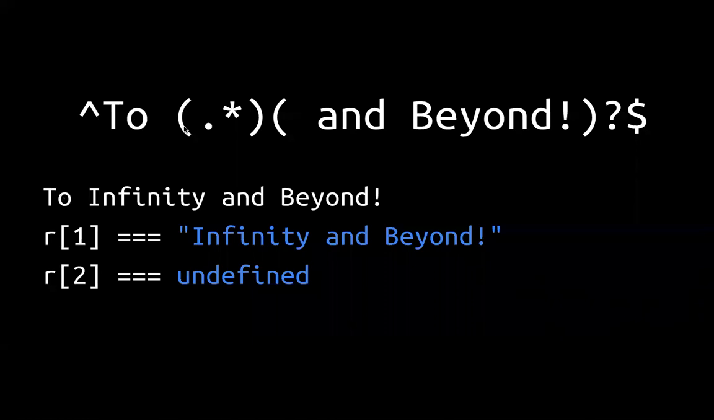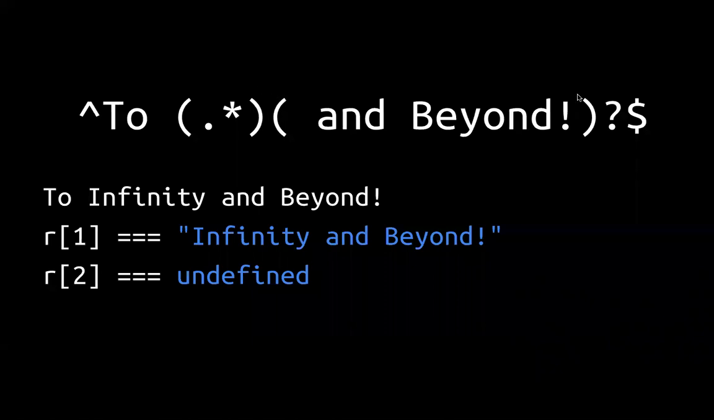And then it's going to say, okay, now I need 0 or more of anything in the world. And so this dot star is just going to eat up all the characters left in the string because they all match, right? Infinity and beyond exclamation point is all a valid match for dot star because dot star matches 0 or more of anything. So it's going to eat up all of those characters, and then it's going to go, okay, what's the next thing I should expect in my string?